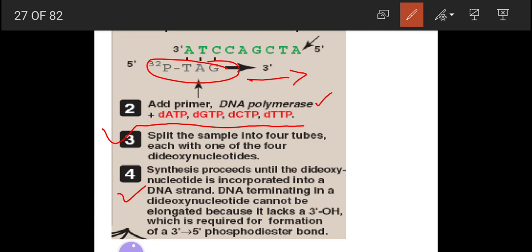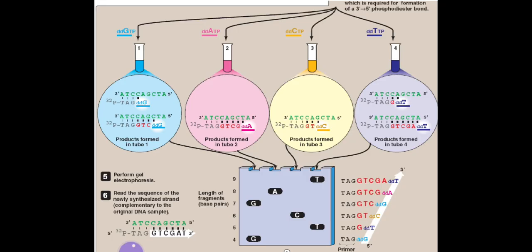Because the dideoxynucleotide contains no 3' hydroxyl group, incorporation of this dideoxynucleotide terminates the elongation at that point. DNA terminating in the dideoxynucleotide cannot be elongated because it lacks the 3' hydroxyl, which is required for the formation of the 3' to 5' phosphodiester bond. So this is the division of our experiment into the 4 tubes, each containing a separate dideoxynucleotide.